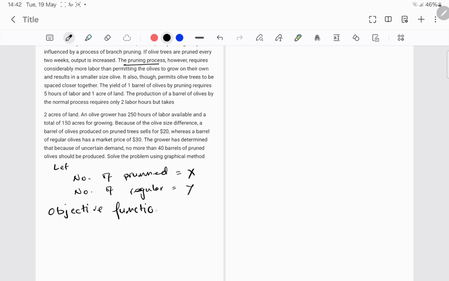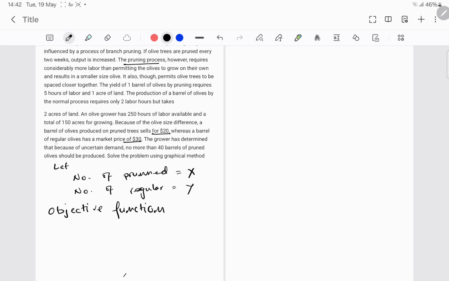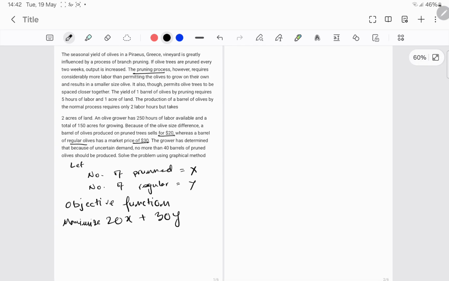So what is our objective in here? Our objective in here is to maximize the revenue, and we'll get it from here. $10 for pruned and $30 for regular olive per unit. Here the unit is barrel. So our objective should be 20x plus 30y, and we have to write maximize because we are maximizing. Okay, so we got our objective function.